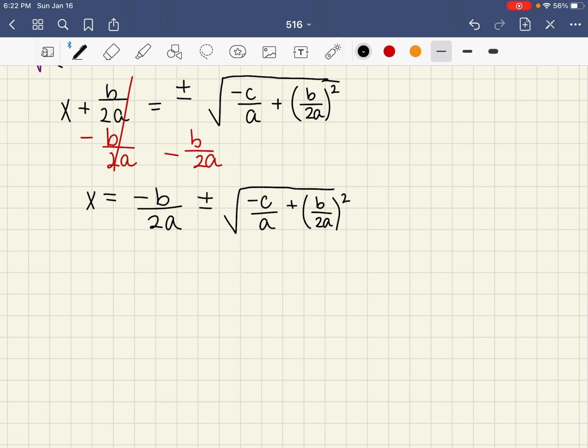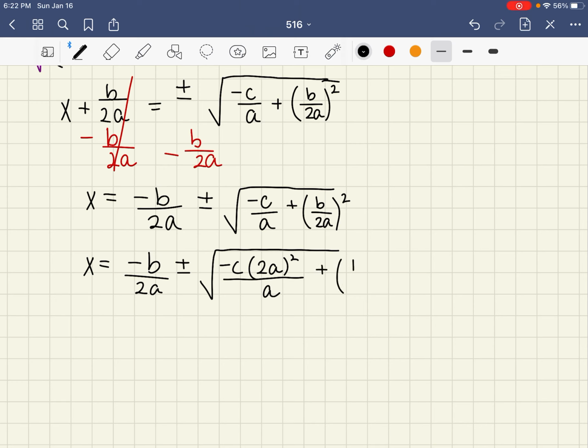So in order for us to have a common denominator here, we're going to multiply this side by the 2a squared. So we get x equals the opposite of b over 2a plus or minus the square root. So we have negative c times 2a squared all over a, plus b over 2a squared times 2a squared, all over 2a.